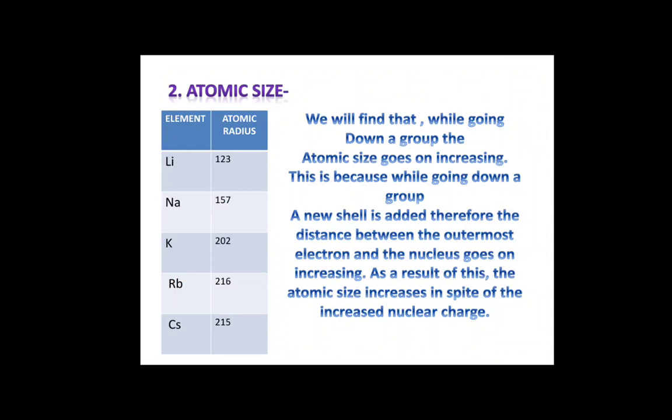Atomic size. We will find that while going down a group, the atomic size goes on increasing. This is because while going down a group, a new shell is added. Therefore, the distance between the outermost electron and the nucleus goes on increasing. As a result of this, the atomic size increases in spite of the increased nuclear charge. Here, the example: lithium, sodium, potassium, rubidium, and cesium.